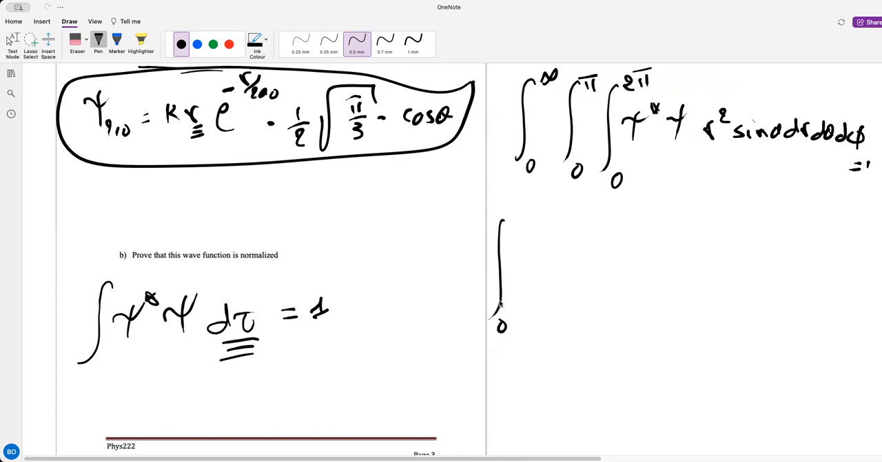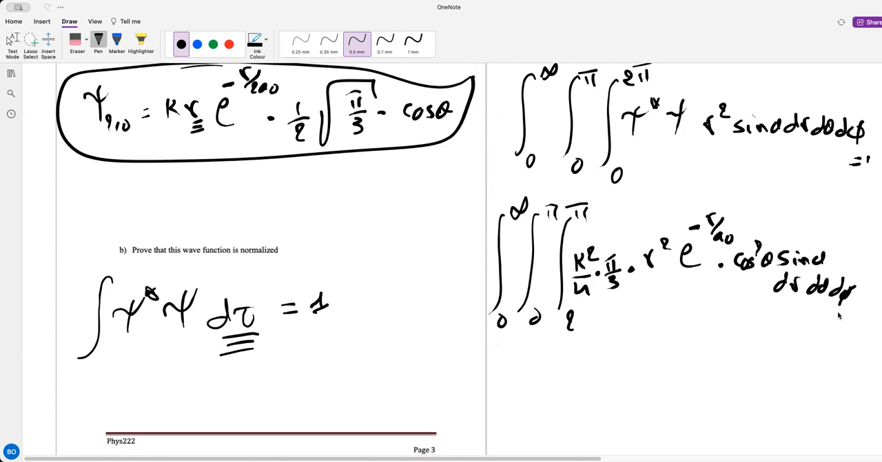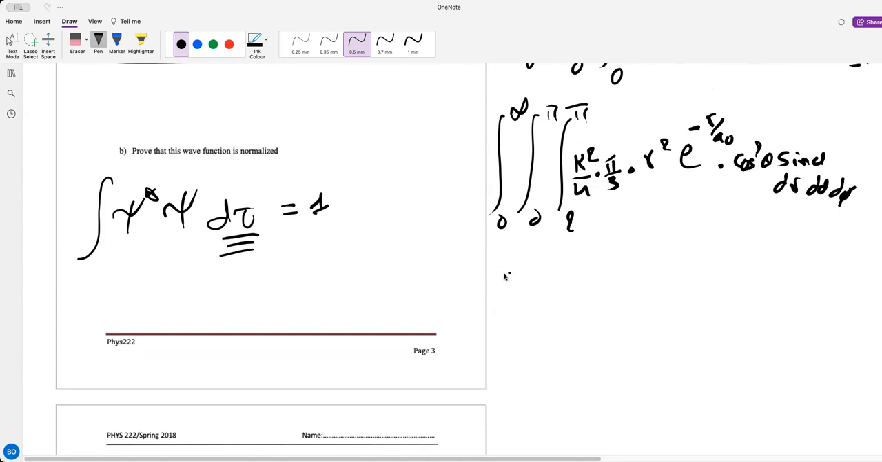Now, what is psi star and psi? Well, we are lucky here because the wave function is a real wave function. So this will give me K squared times a constant, 3 over 4 pi, times r squared exponential minus r over a0, and then cosine squared theta, sine theta, dr d theta d phi. Now let's separate the variables. So this gives me the integral from 0 to infinity. Of course, this is a constant.